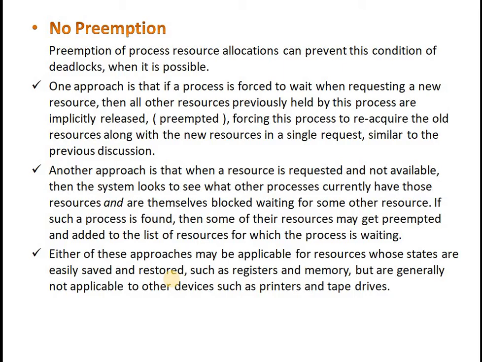There is another approach: when a resource is requested and not available, the system looks to see what other processes currently have those resources and are themselves blocked waiting for some other resources. If such a process is found, then some of their resources may get preempted and added to the list of resources for which the process is waiting. Either of these approaches may be applicable for resources whose states are easily saved and restored, such as registers and memory, but are generally not applicable to other devices such as printers and tape drives.